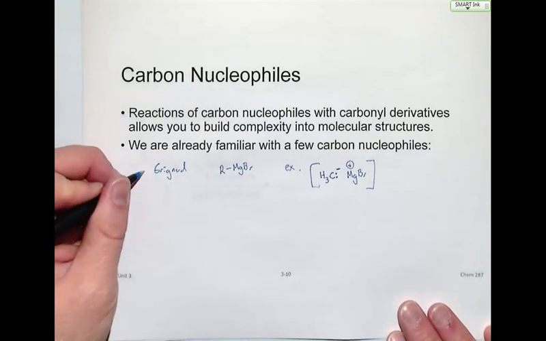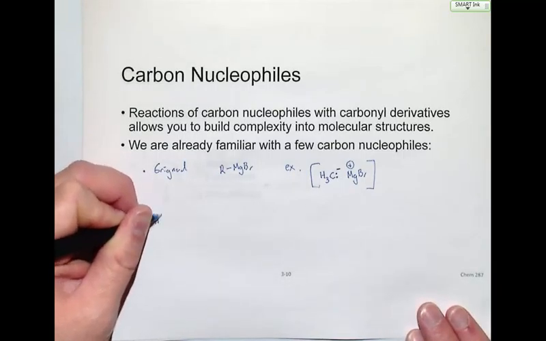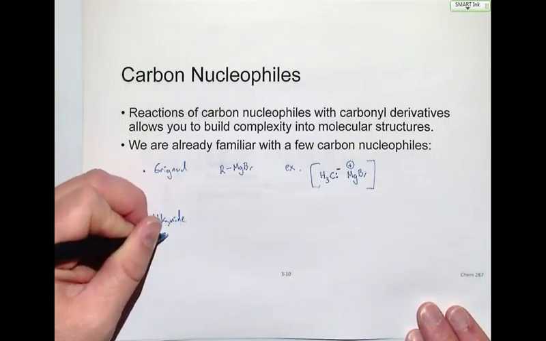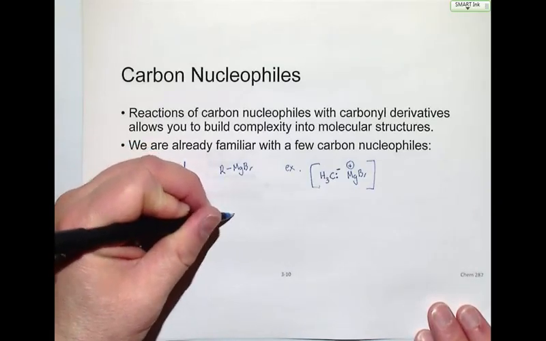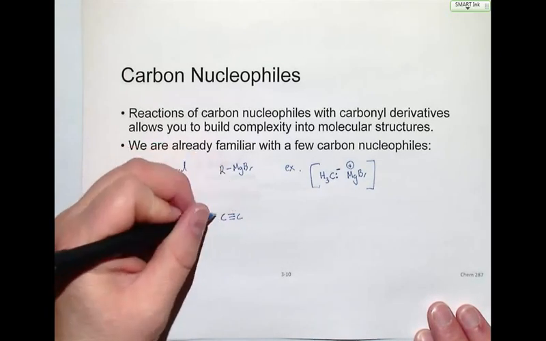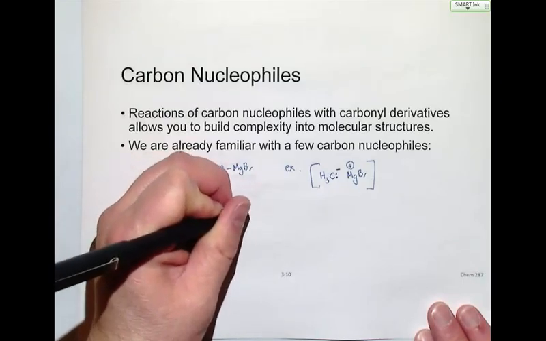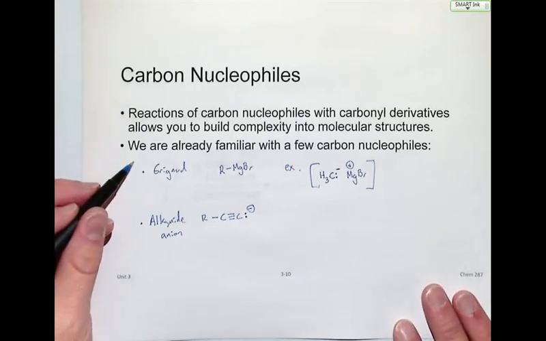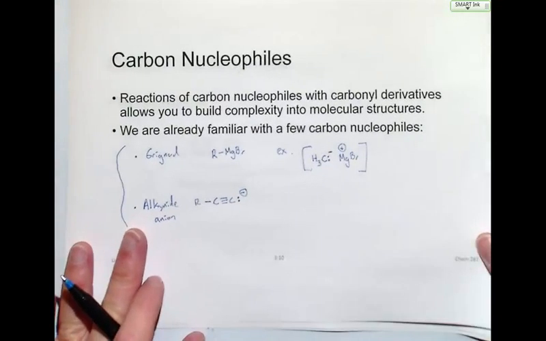And what was your second example? Deprotonated alkyne. Yeah, we could say alkanide. So if you take a terminal alkyne and you deprotonate it, you'll get an alkanide anion. Those are also carbon nucleophiles. So both of these we can use with our carbonyl derivatives to make carbon-carbon bonds.